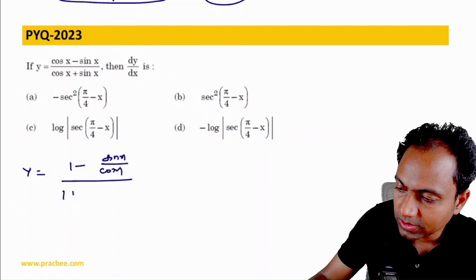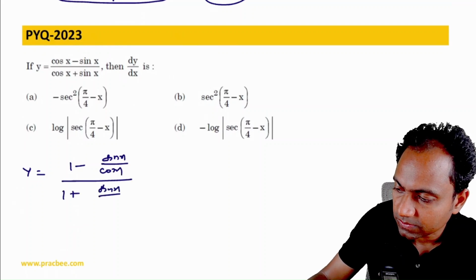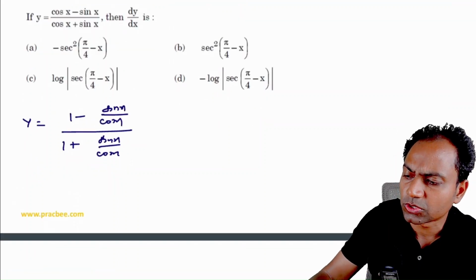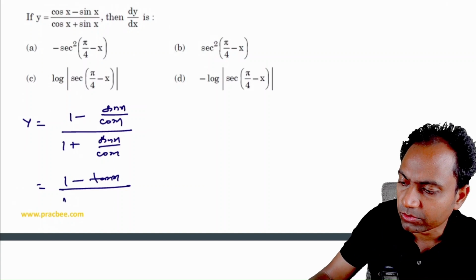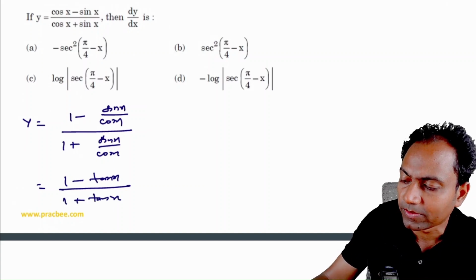The denominator also becomes 1 plus sin x by cos x. And now this is a question of trigonometry in class 11. So trigonometry is very much linked to the calculus part. So these minor trigonometric manipulations will come.